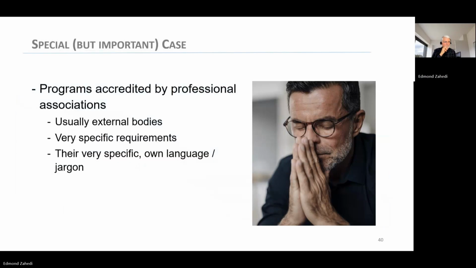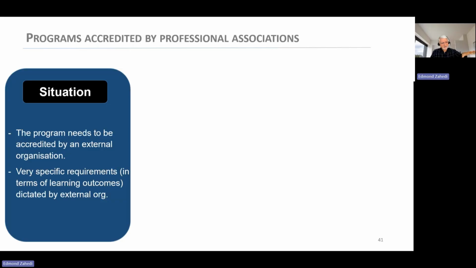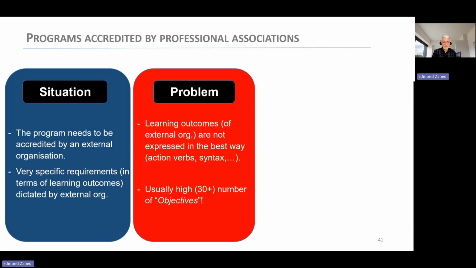A special but important case: programs that are accredited by professional associations. So what is the problem? Well, they have very specific requirements, very specific language. In short, that is the situation. The program needs to be accredited by an external organization with very specific, tight requirements in terms of learning outcomes, but they don't call them learning outcomes. They use objectives, foundational objectives, or general aims. They have their own jargon. That's their right.